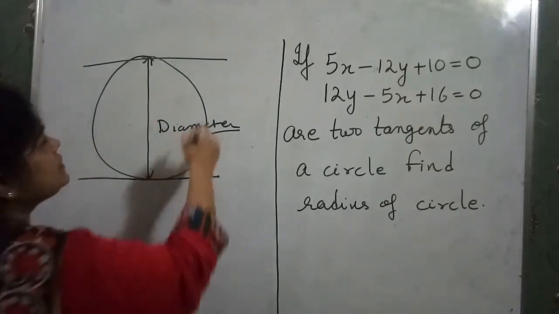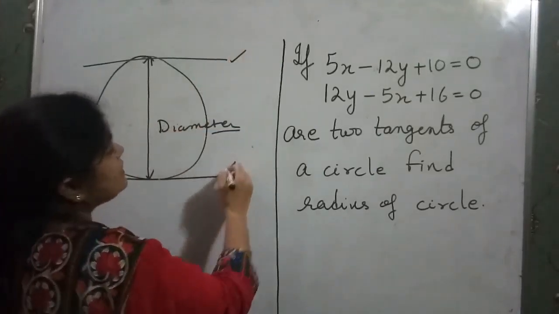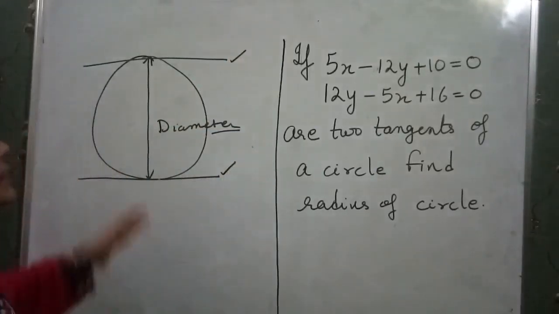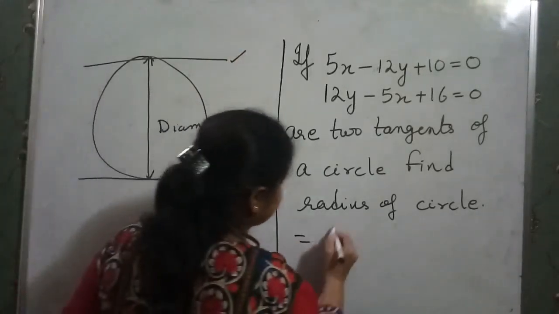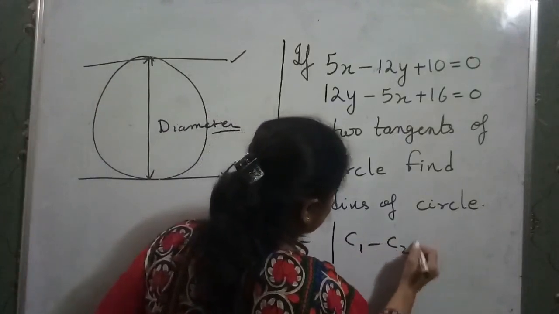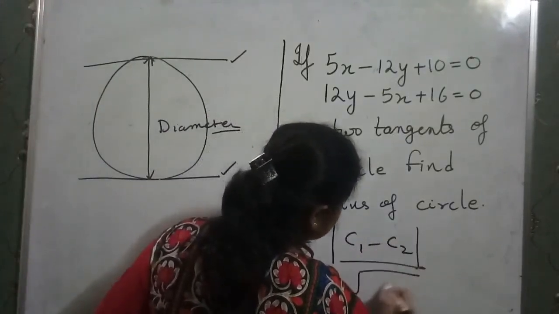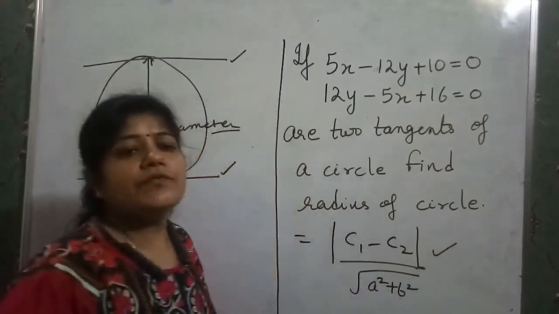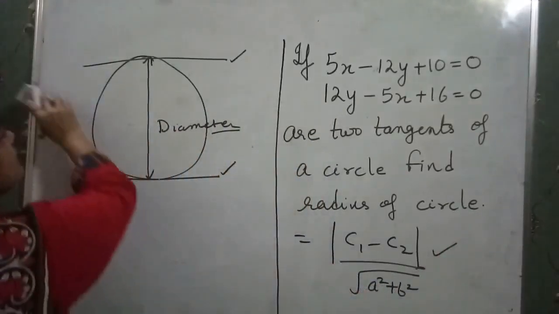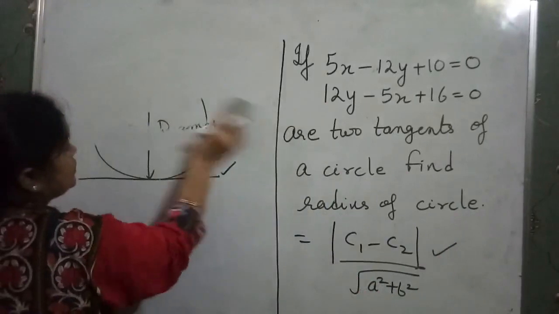Now, these two lines behave as parallel lines. So, for the distance between two parallel lines, we have the formula: C1 minus C2 over under root A square plus B square. We have to use this formula in order to find the radius of the circle for this equation.